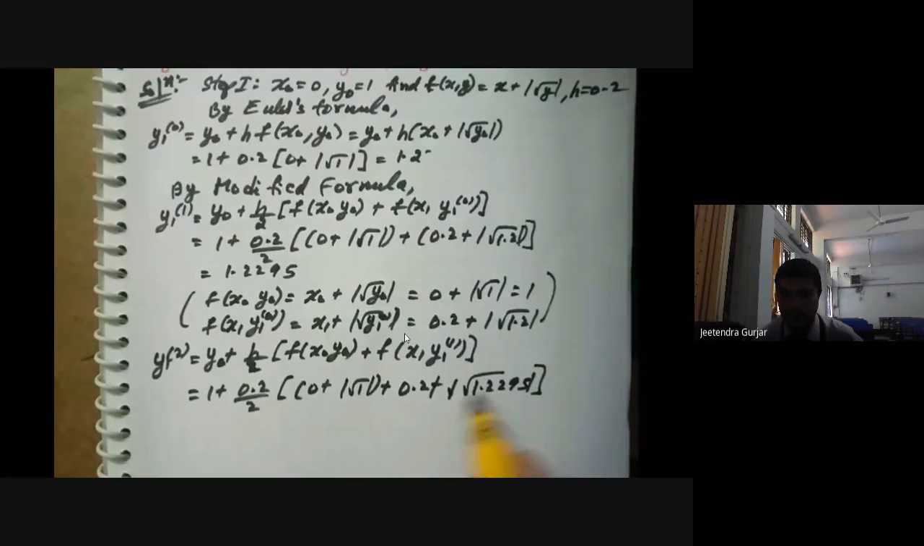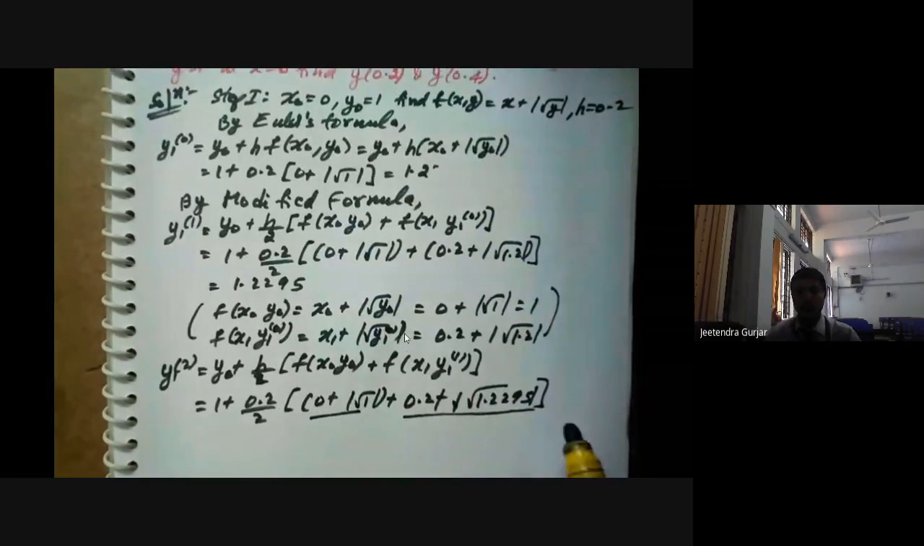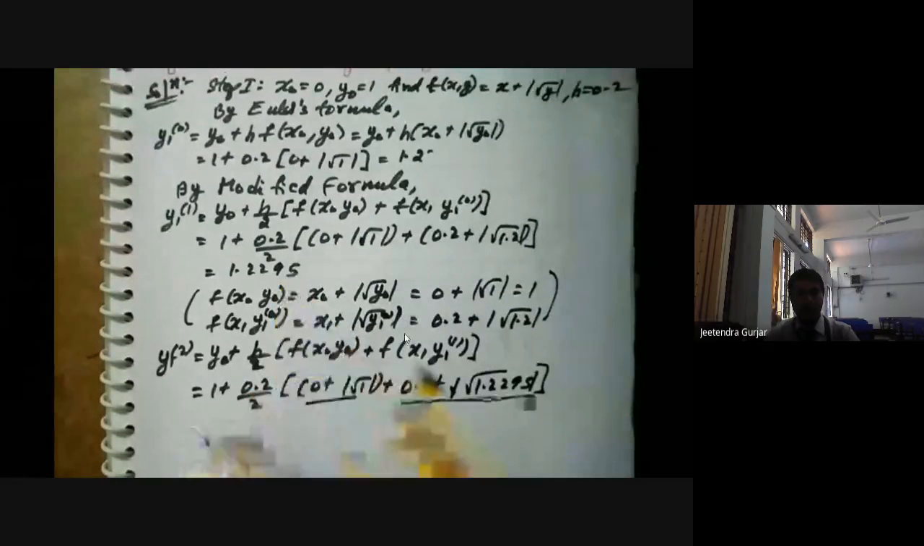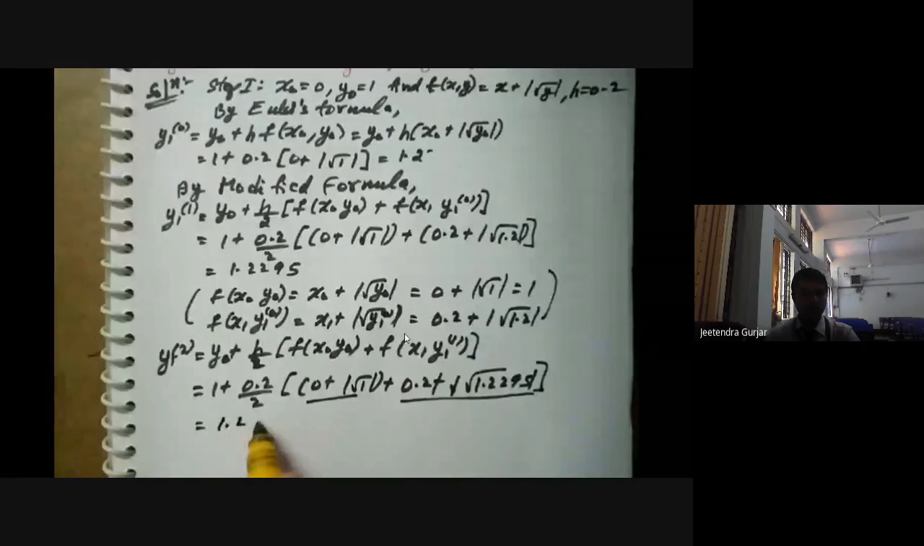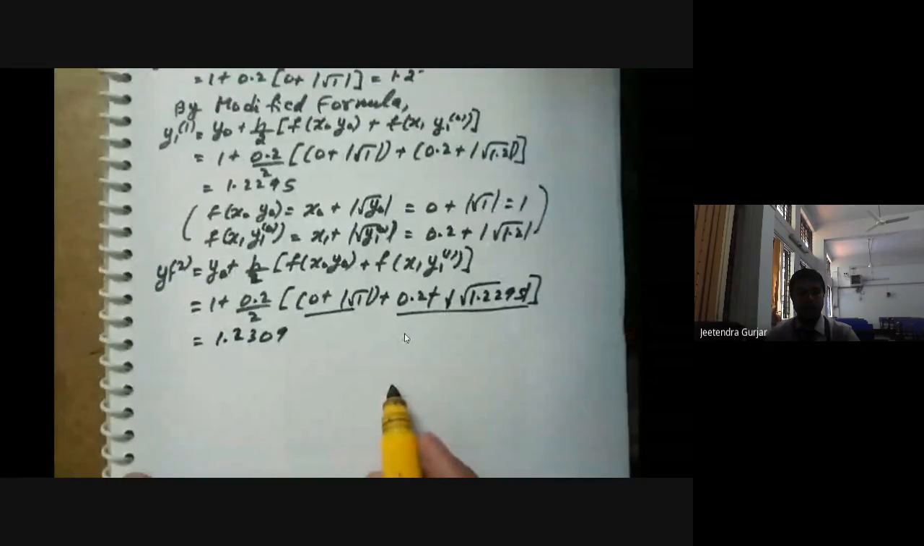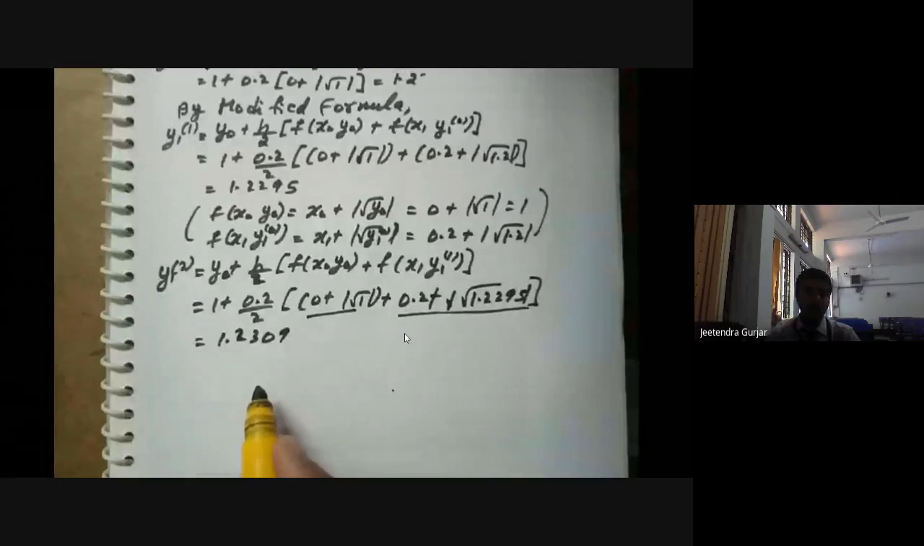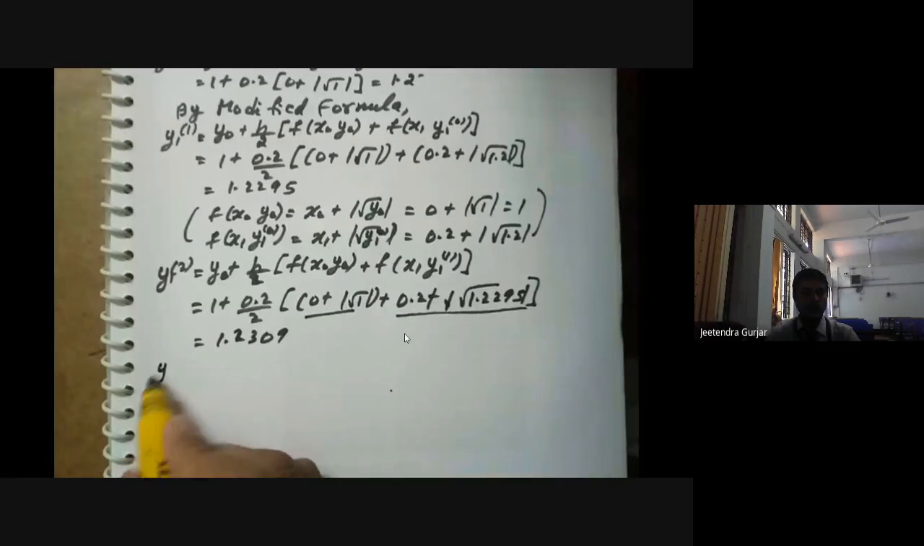Remaining terms remain the same. All these terms will remain the same, only y1 raised to 1 will come from the previous example, that is 1.2295. So when you simplify in the calculator, you will get the direct value, 1.2309, students. So this is how you have to simplify it. Very simple, and very quickly you have to simplify. We'll go to the next approximation.